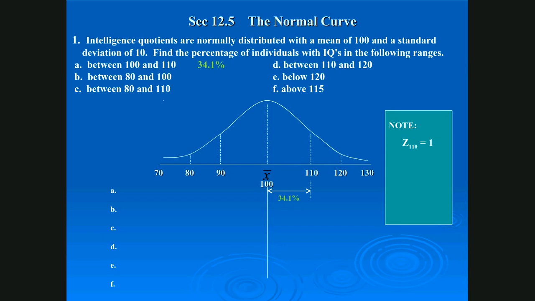In example B, we want to know the percentage of individuals that get a score between 80 and 100. Well, 80 is 2 standard deviations away from the mean. So the z-score for 80 is 2, because we're 2 standard deviations away from the mean. So we look up on our z-table a z-score of 2, and we see we get 0.477, or 47.7%.